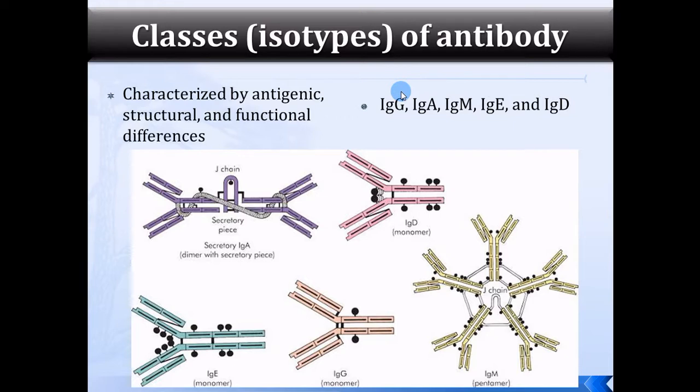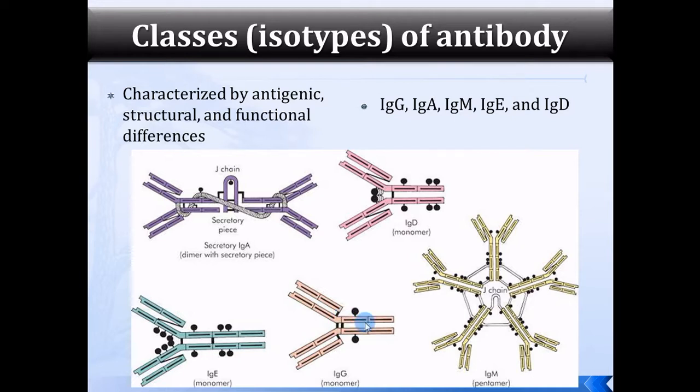Here are the 5 classes, or we also call them isotypes, and you have to know these. I always remember the word GAMED, G-A-M-E-D. So the G's are the first ones. G's are the most abundant in your system. G's are all over. About 80 to 85% of the circulating antibodies are these G's.